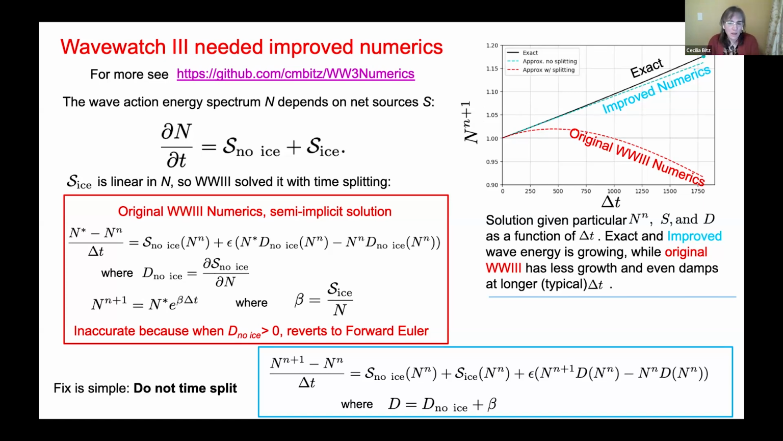I'll carry on. Anyway, the way it's coded is to split the effects, and there's a no-ice source term solution that comes to an updated value for the wind energy or the wave action energy. And then second to that, the effect of the attenuation in ice has its own contribution. And normally this would make no difference, except that there's this extra little epsilon here, and that is where all of the subtlety of why this matters sits.